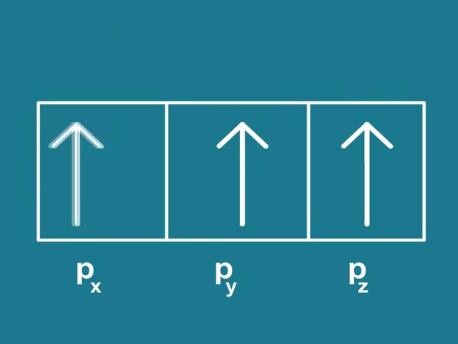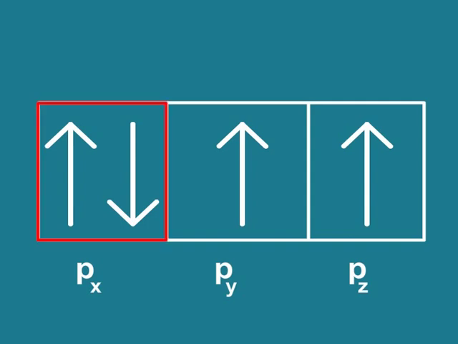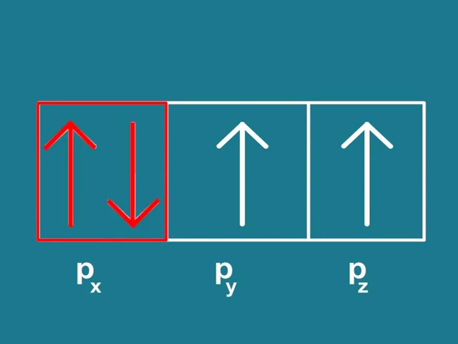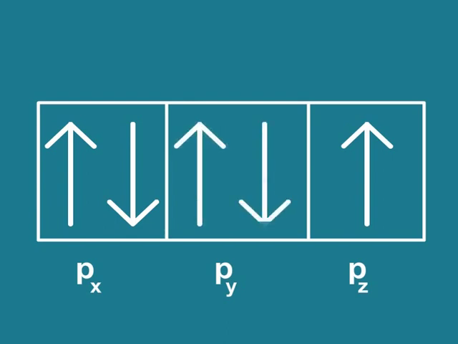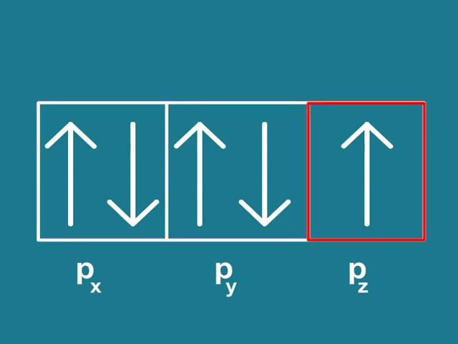Now, fourth electron enters into px orbital. It shows that pairing of electrons takes place when all p orbitals are singly occupied. But it is important to note here that the spin of the two electrons is different in px orbital. Now, fifth electron enters into py orbital. It shows pairing of electrons in px and py orbitals, whereas pz orbital is singly occupied.